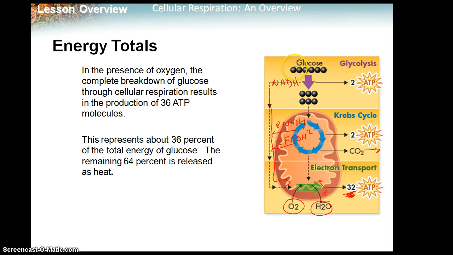Alright, so we've taken in glucose, we've taken in oxygen, and we've produced water, carbon dioxide, and a ton of energy. And remember that this is the entire reason that we've gone through this process. Now, that 36 ATP represents about 36% of the total energy of glucose. The remaining is released as heat.